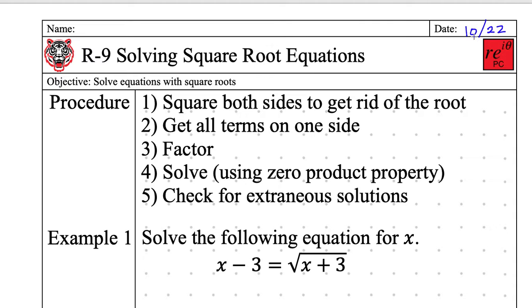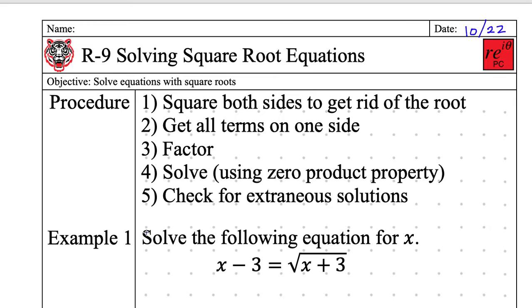Square both sides to get rid of the root. Get all terms on one side. Factor. Solve using zero product property. Check for extraneous solutions. Nice. So it's kind of like you would expect. The only thing that most people forget is doing step 5.